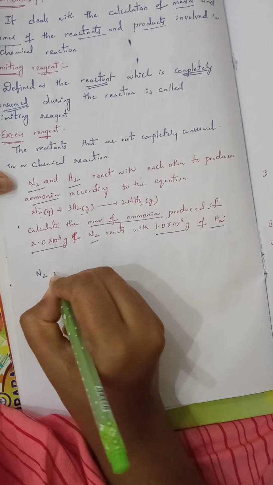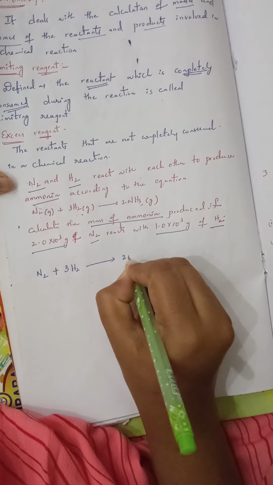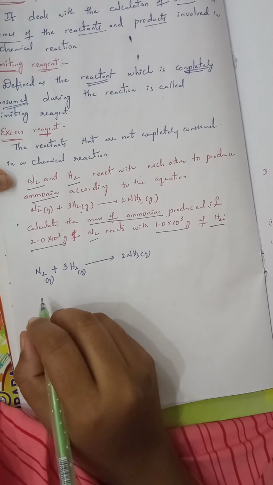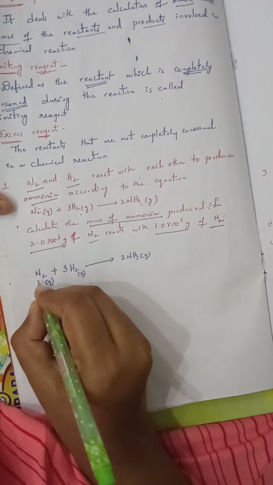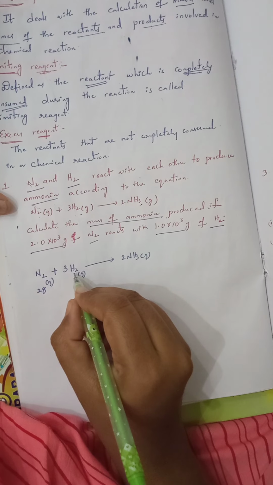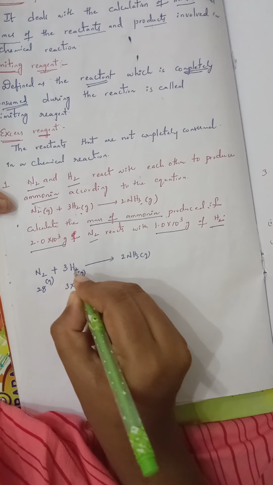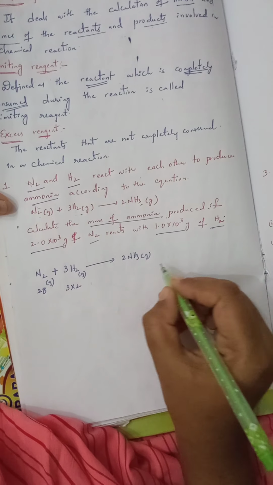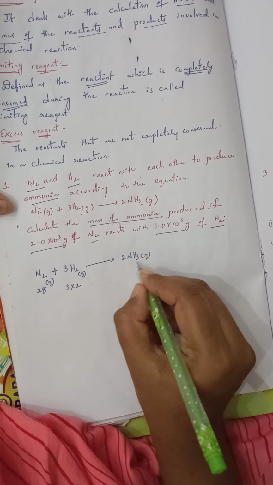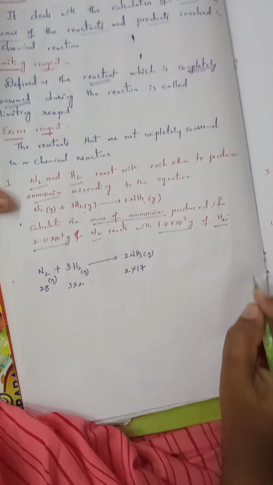Our equation is given: N2 + 3H2 gives rise to 2NH3. All are in the gaseous state. First write down the atomic masses. The atomic mass of each nitrogen is 14, so 14 × 2 is 28. Each hydrogen atomic mass is 1, and totally 3 × 2 hydrogens, so 3 × 2. Then the molecular mass of ammonia is 17. For 1 ammonia 17, for 2 ammonias 2 × 17.